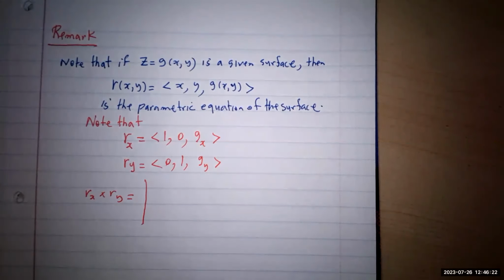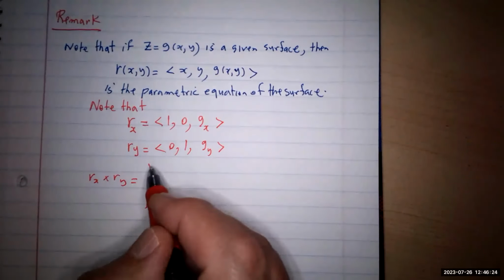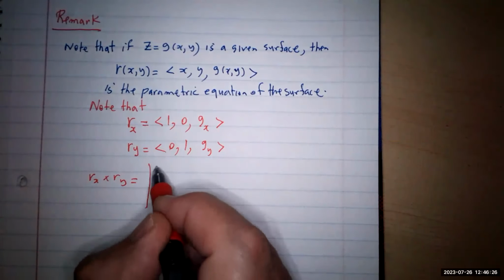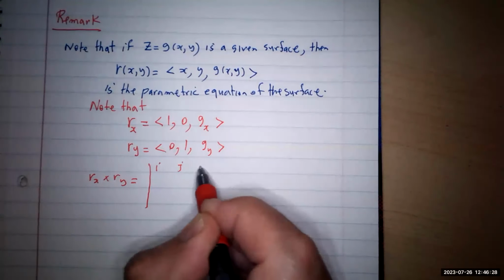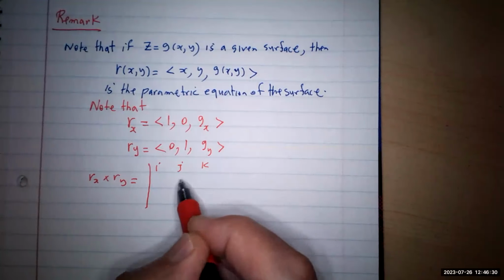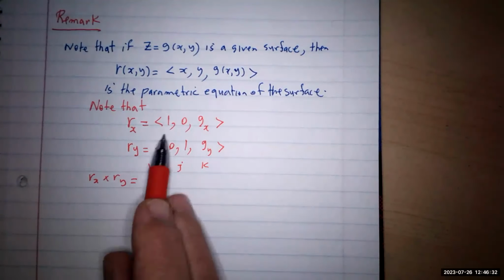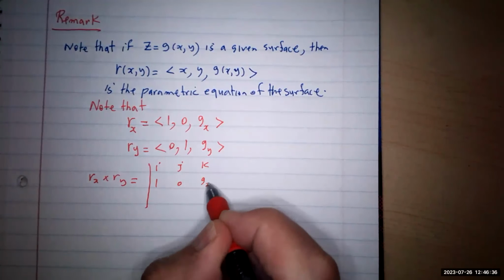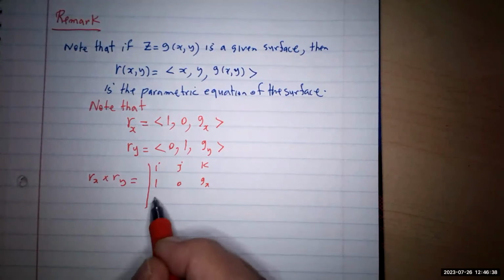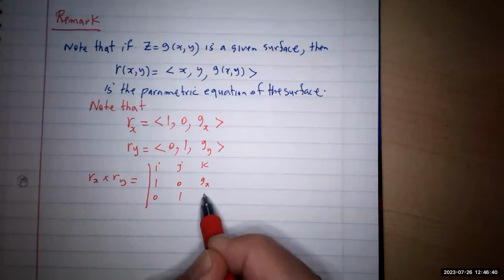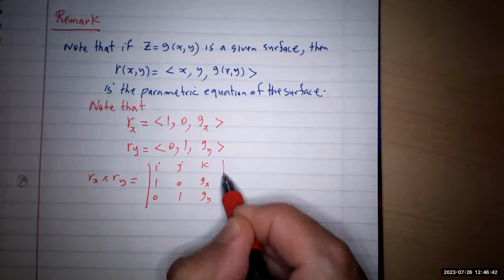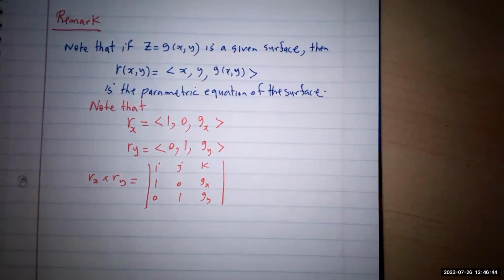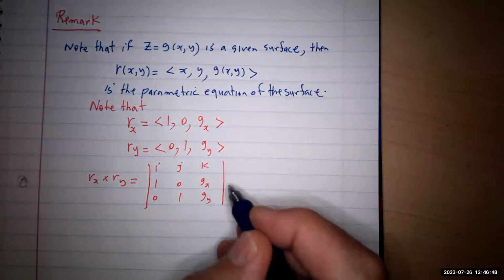Determinant of this matrix, as usual, that's going to be your i, j, k. Then the first vector is 1, 0, g sub x. The second vector is 0, 1, g sub y. Get the determinant of this matrix. What's going to be the determinant?